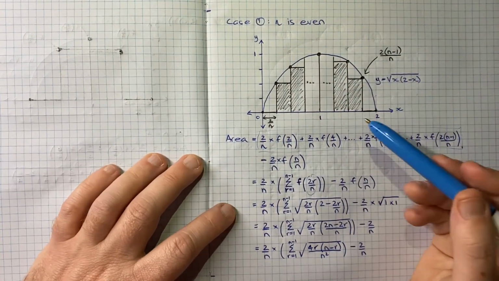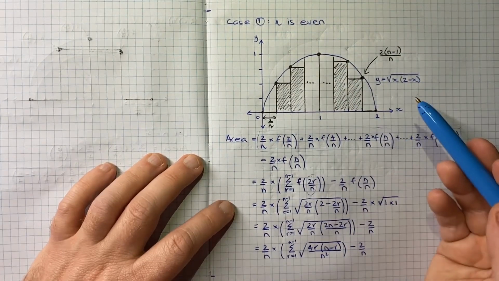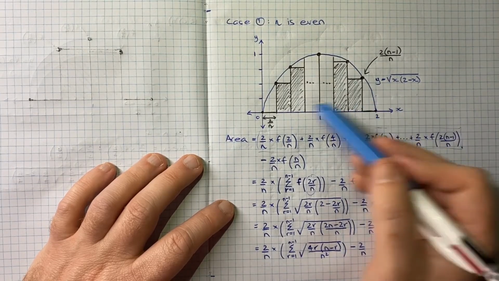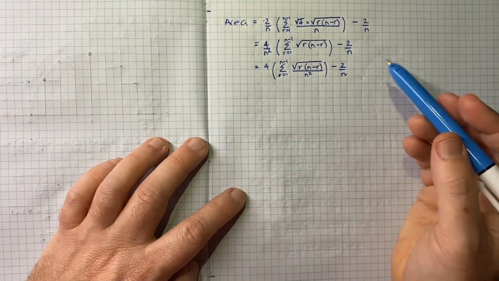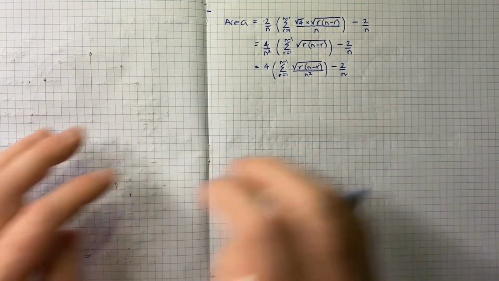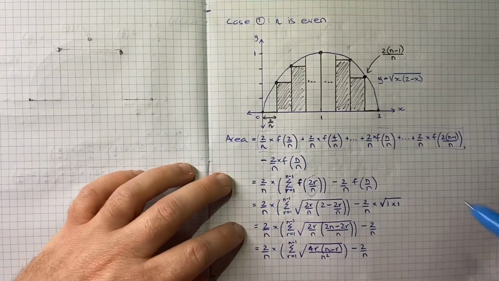So actually we now need to think about all of this again, but when n is odd, to see is it different? Is it the same or is it slightly different? And again, it's probably going to be no surprise that it is slightly different. And that is why we need to go through this process again.